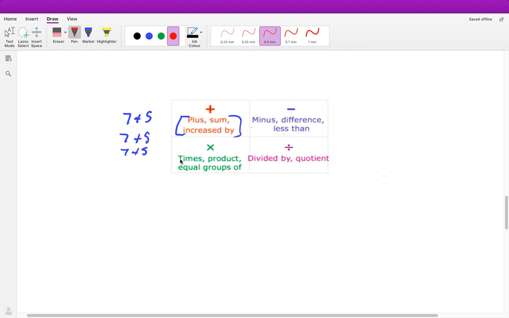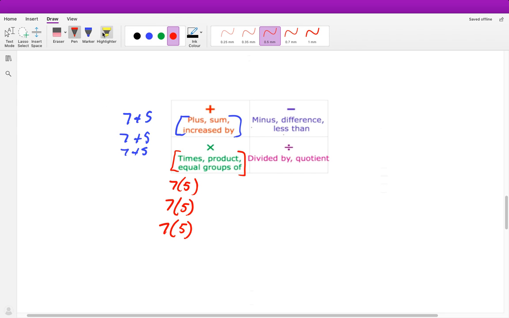All right, the next one, times for multiplication, we can see it as times, product, equal groups of. And the same thing, it really doesn't matter. It just goes in the order. There's no way for you to get tripped up with any way that they write that. And so for times, if I said 7 times 5, that would be 7 times 5. If I said the product of 7 and 5, well, that would be 7 times 5. And 7 equal groups of 5 will be 7 times 5.